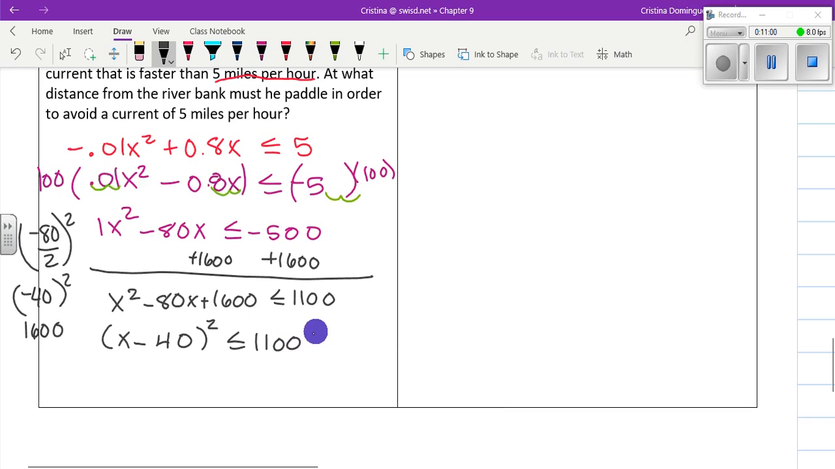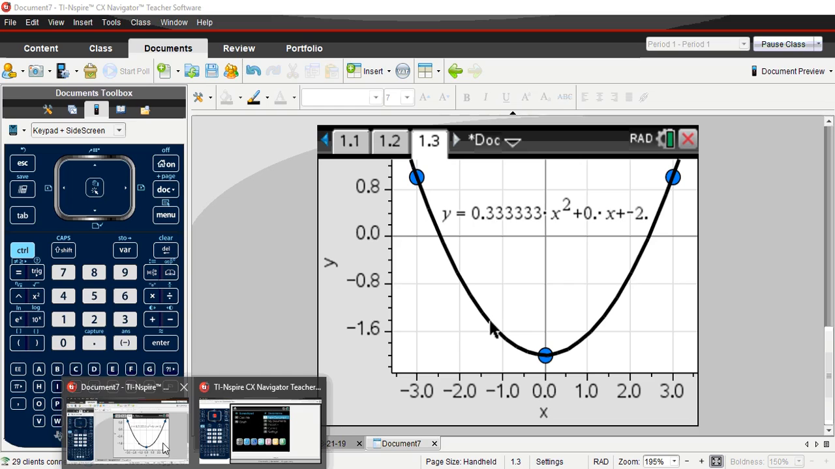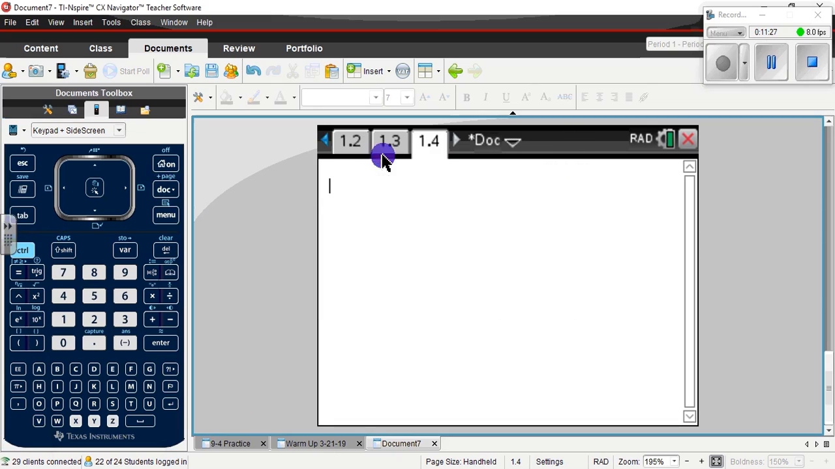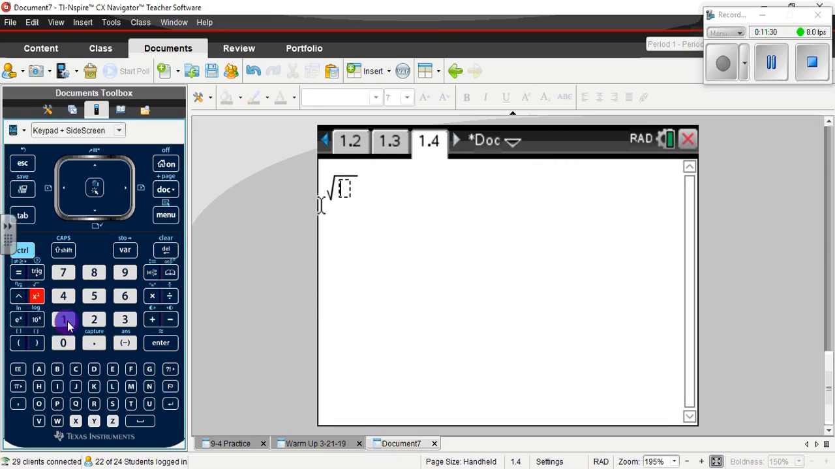And now I am going to take the square root of both sides. On this side, I have x minus 40 being less than or equal to, and remember it's going to be plus or minus, and I'm going to come up with a decimal approximation. So let me go to my calculator. Probably have some junk on there from old stuff. Let me add a calculator page, and we're going to do the square root of 1100. And I get like 33 point, and I'm just going to round it to 33.2.